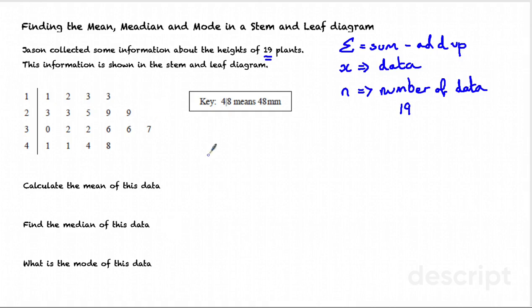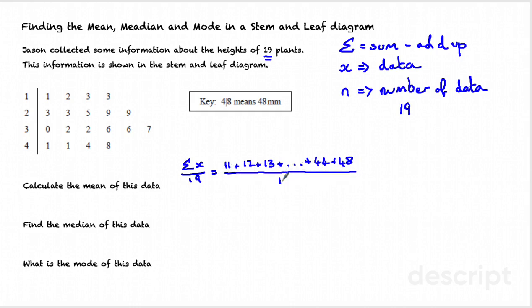So let's calculate the mean. The mean is calculated by doing the sum of our data and dividing by the number of data. So I will sum up the 11 plus the 12 plus 13, and I'll continue with all of the data until I reach 44 and 48 at the very end. Once I've summed all that data, I will divide it by 19.